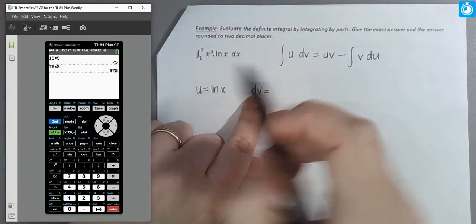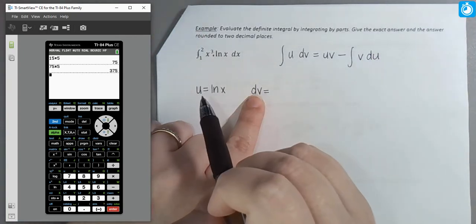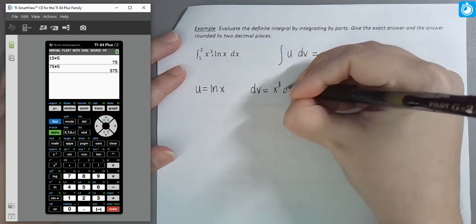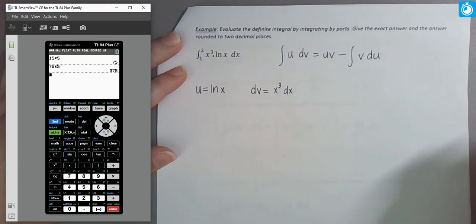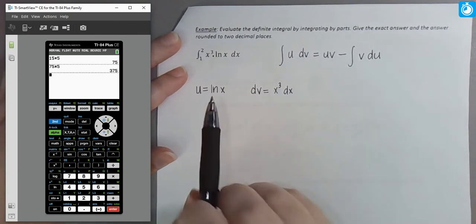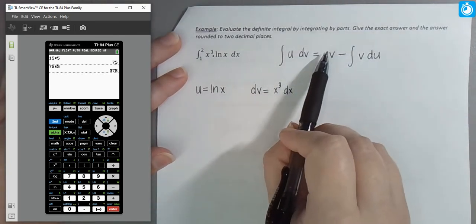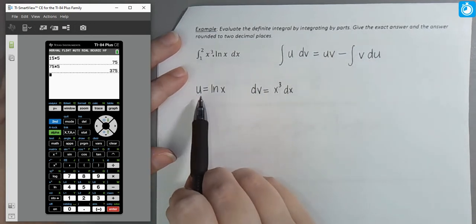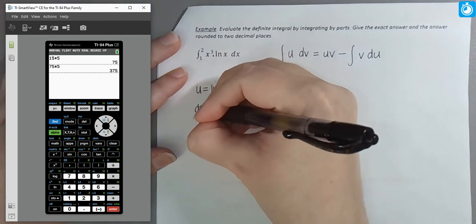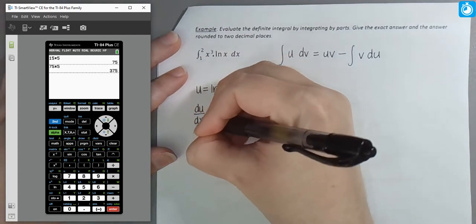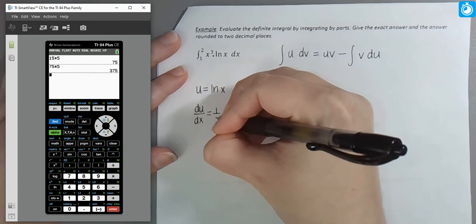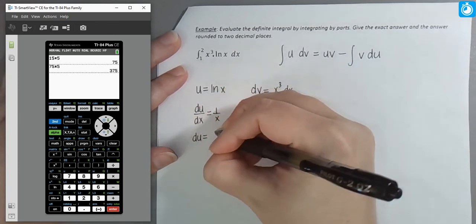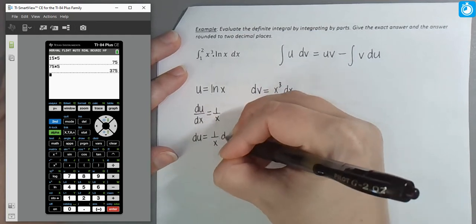And then dv, we'll choose dv, at least for our first try, to take on the value of the remaining function of x times our differential dx. So we have our u, we have our dv, we have u, we need v from integrating, and we need du from differentiating. So I'm going to take my derivative, so du dx is going to be 1 over x. So that means du is going to be 1 over x dx.